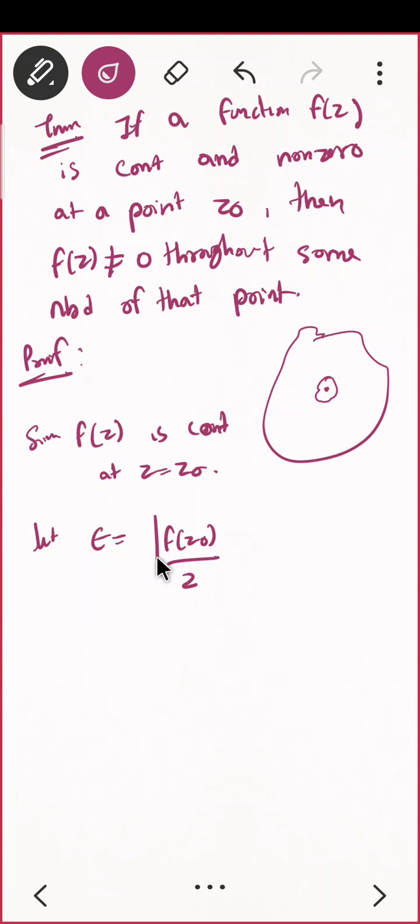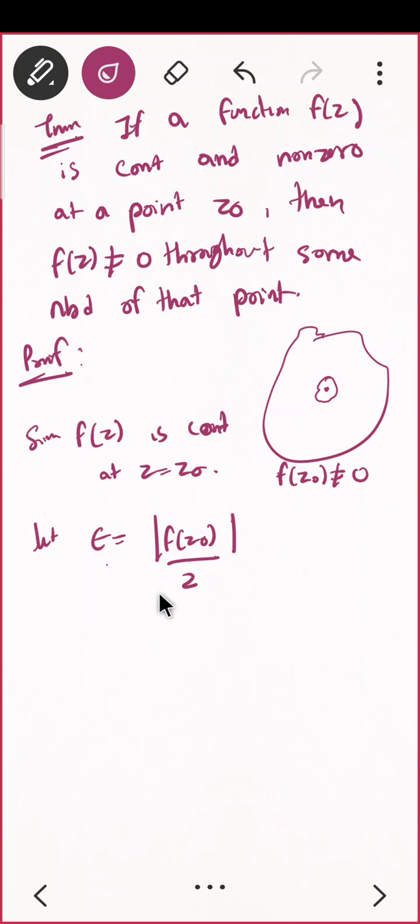f of z naught by 2. Suppose I am choosing this epsilon. But first thing, is this epsilon positive? I already told you f of z naught is non-zero, correct? In the condition it is given that the function is non-zero at z naught. Right here also f of z naught is non-zero. So I am choosing my epsilon as mod of f of z naught by 2.